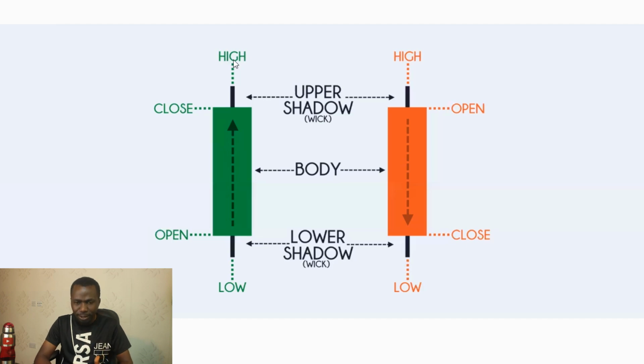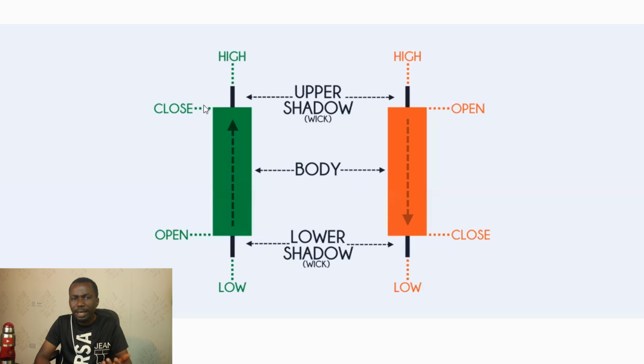These are the things that make up a candle. Like I said, the high is the highest level that the market reached before it reversed. That is the highest the market reached in a day or at a particular time frame. Now the close is where the market closed before a new candle opens. And like I said, candles are based on time frame.